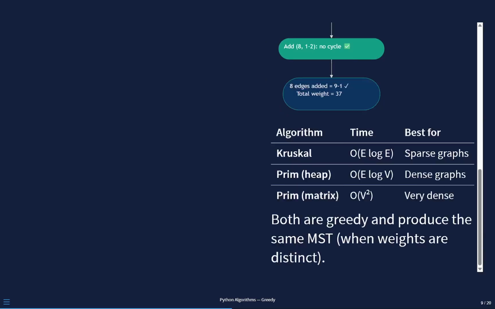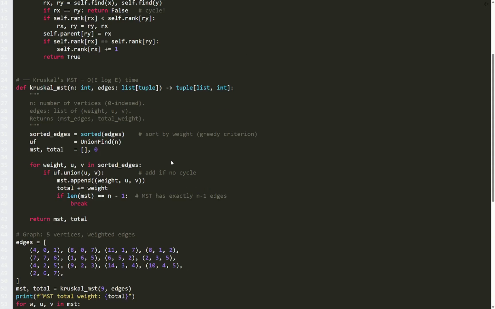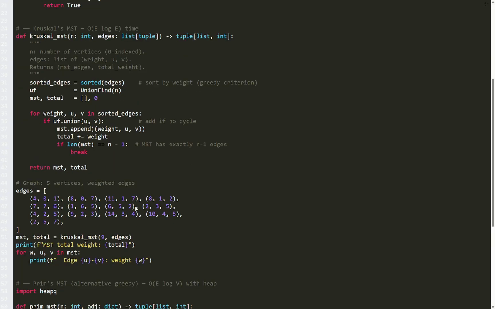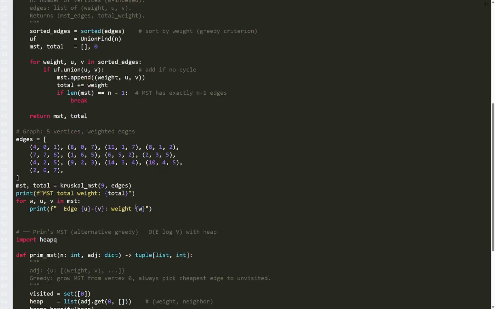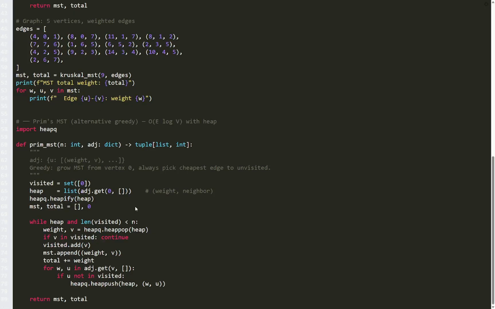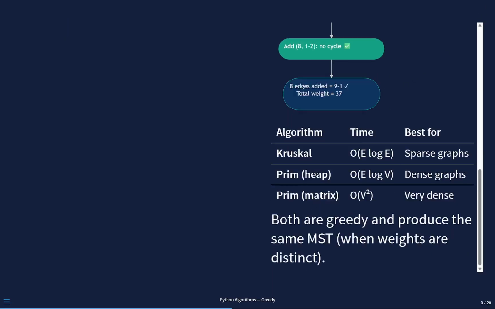Prim's algorithm is the alternative greedy MST approach. Grow the MST from a starting vertex, always adding the cheapest edge crossing the cut between the MST so far and the remaining vertices. Implemented with a min heap, it's O(E log V), better than Kruskal's O(E log E) when the graph is dense. Both are greedy, both produce the same MST when edge weights are distinct. Sparse graphs, Kruskal. Dense graphs, Prim with a heap. Both are provably optimal via the cut property of MSTs.